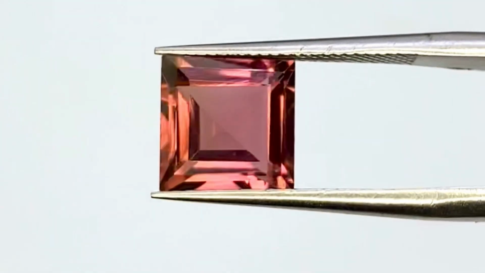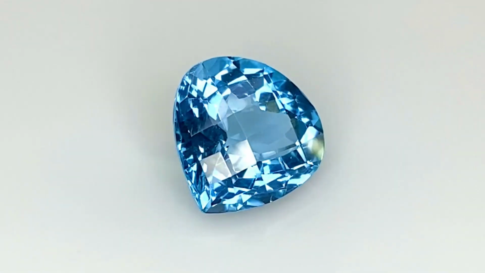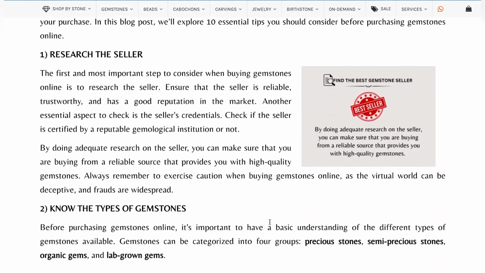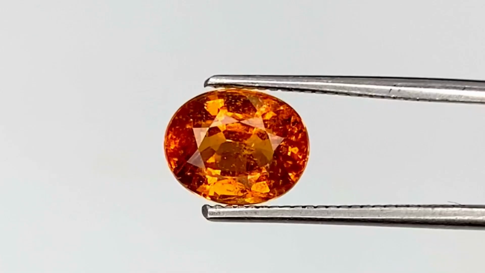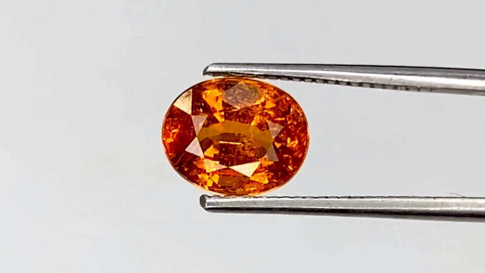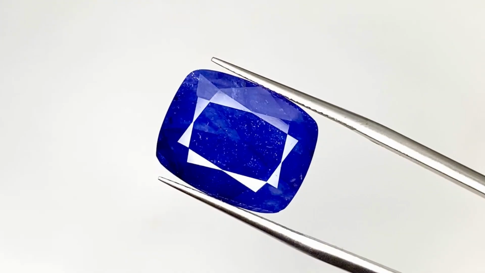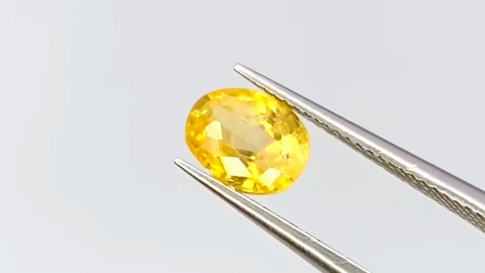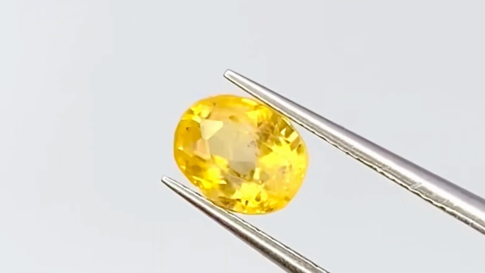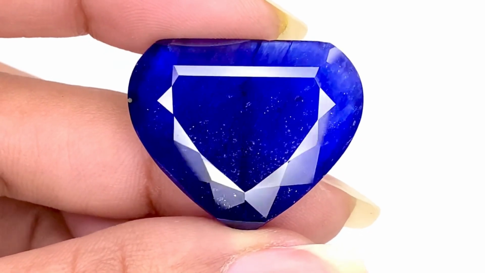You should find out as much as you can about the type of stone and its properties. This can be done through research online or in books. Start by researching the type of stone you have. For example, if it is a sapphire, then you should look up information on sapphires. You can learn about the different types of sapphires and their characteristics. This can help you determine what type of sapphire you have.